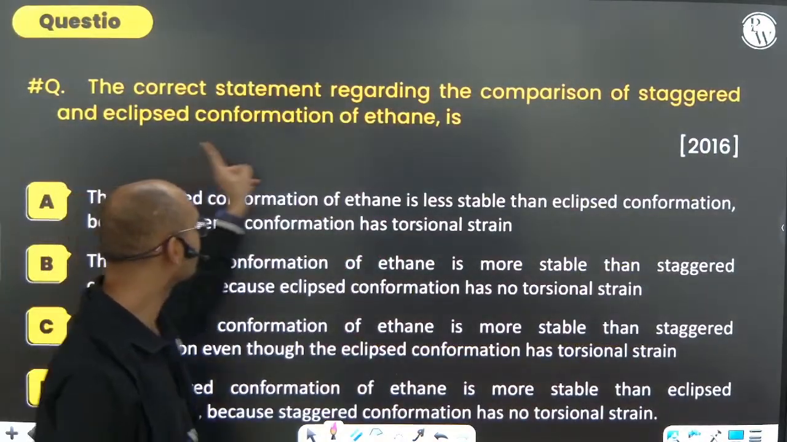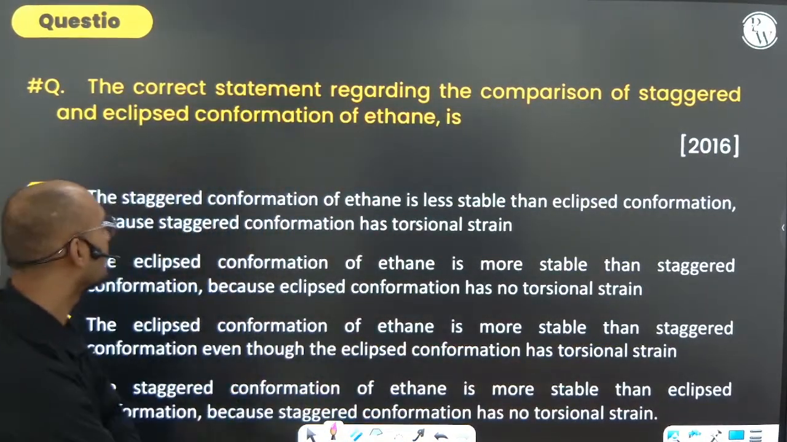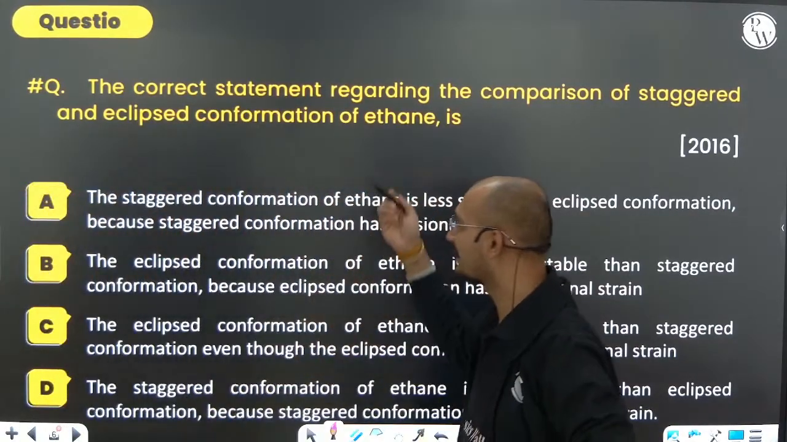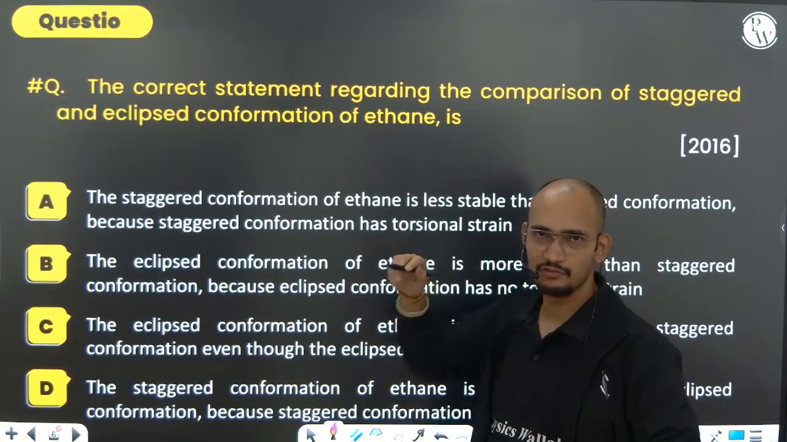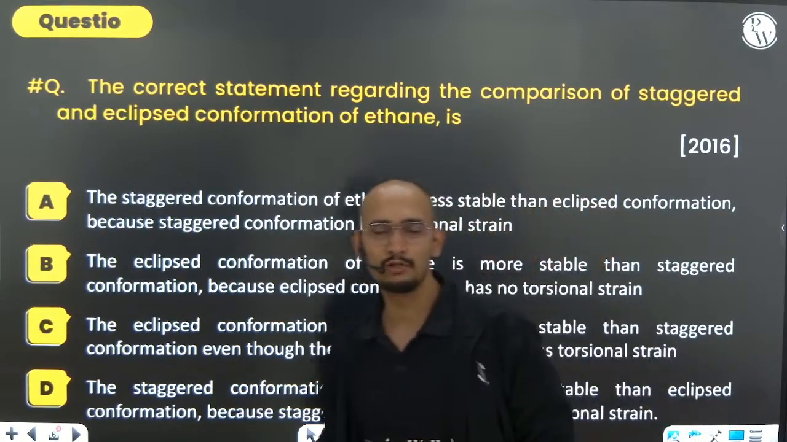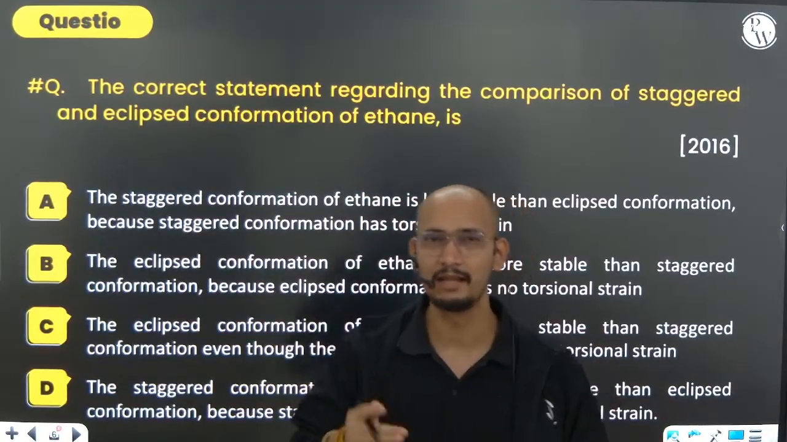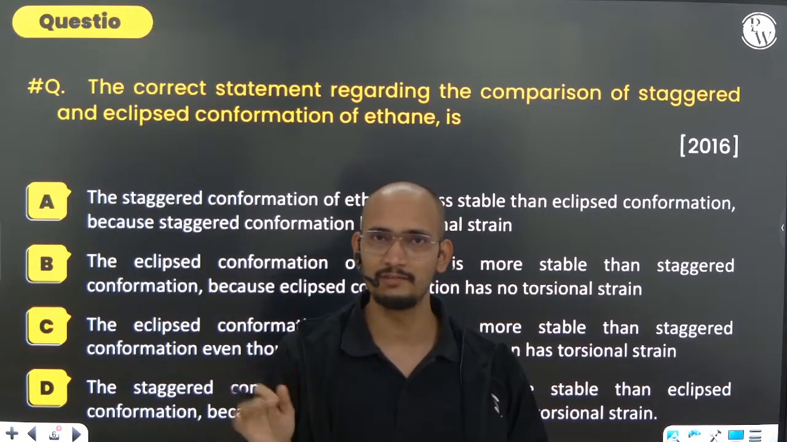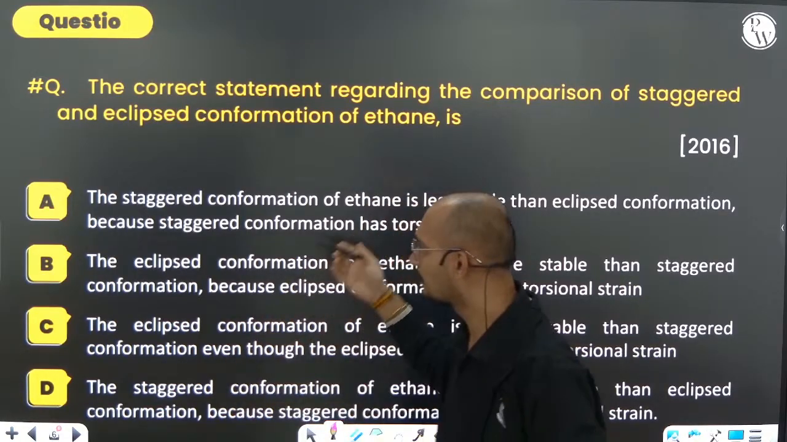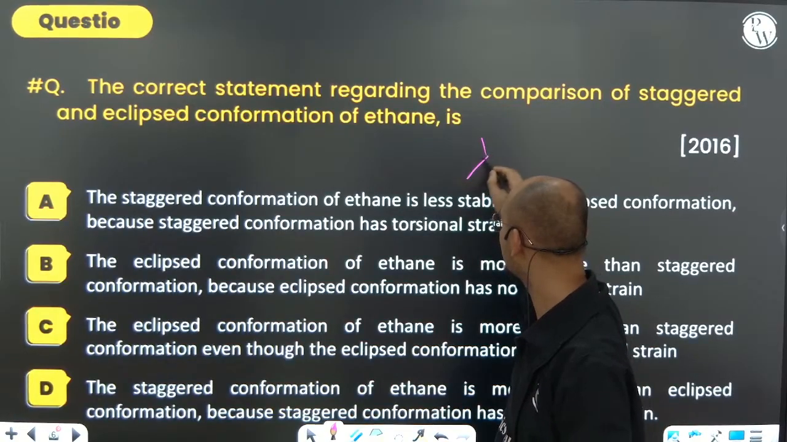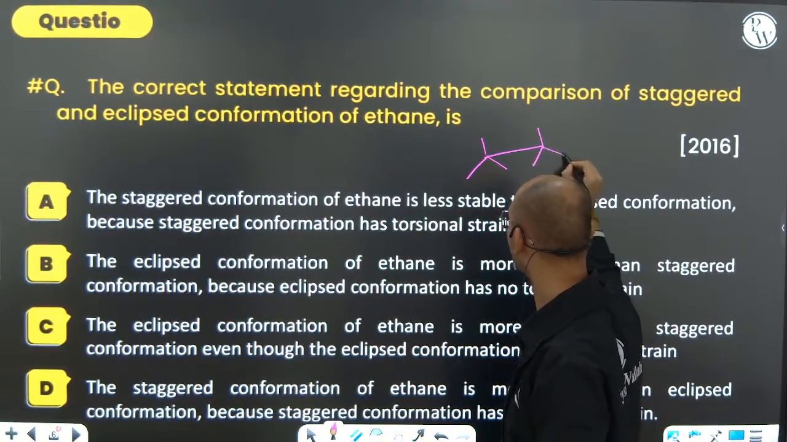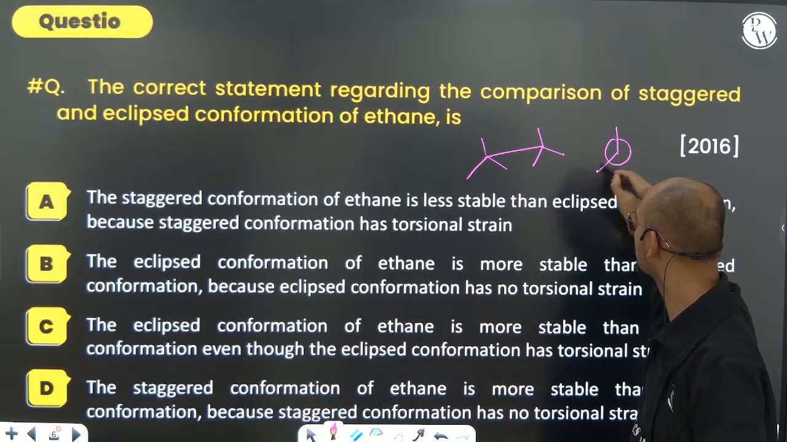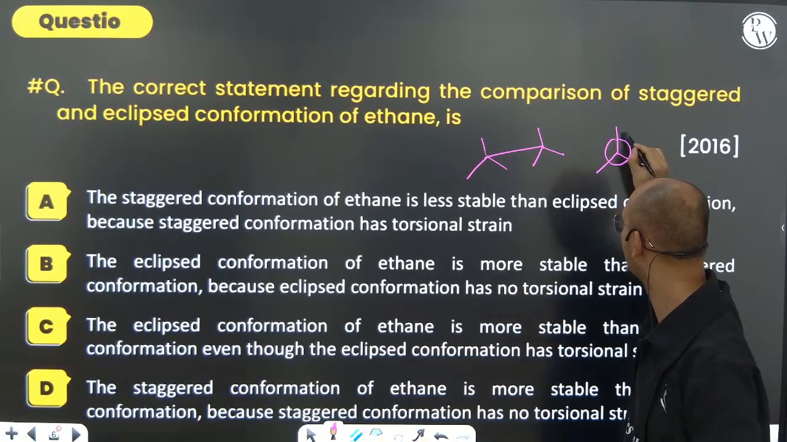Next, the correct statement regarding the comparison of staggered and eclipsed conformation of ethane. How does ethane look, and what are eclipsed and staggered conformations? These are conformers. Though isomerism is not something we have completed, I expect the basics of that knowledge to be there. So there are infinite possibilities of conformers, right? So how can conformers be formed? See, CH3. If you see Sawhorse or Newman, whatever projection you want to make, not an issue.